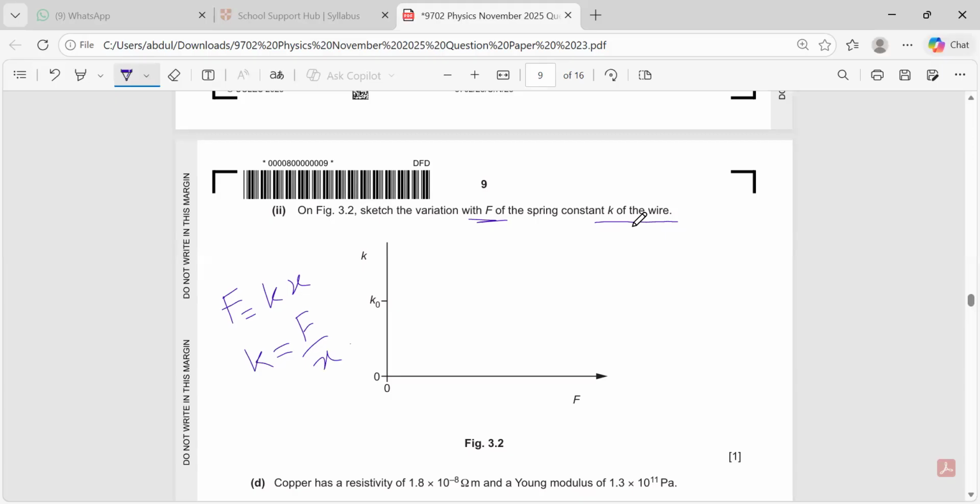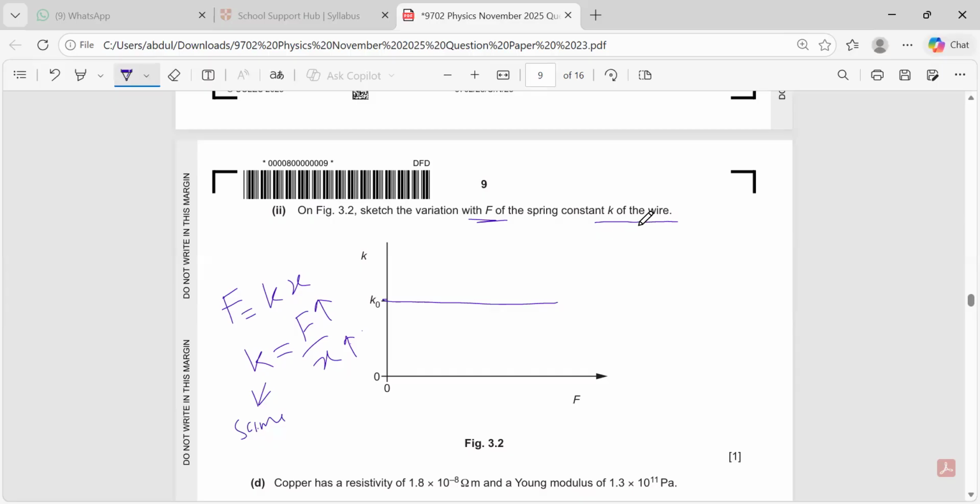The gradient will stay constant. So now see, if the stretching force is increasing, this will make the extension also increase by the same ratio. If the force is doubled, extension will also be doubled. If force is made half, extension will also be half. So it means the value of K will stay the same. So a straight line like this. Please, dear friends, if there is any question regarding this, feel free to ask me.